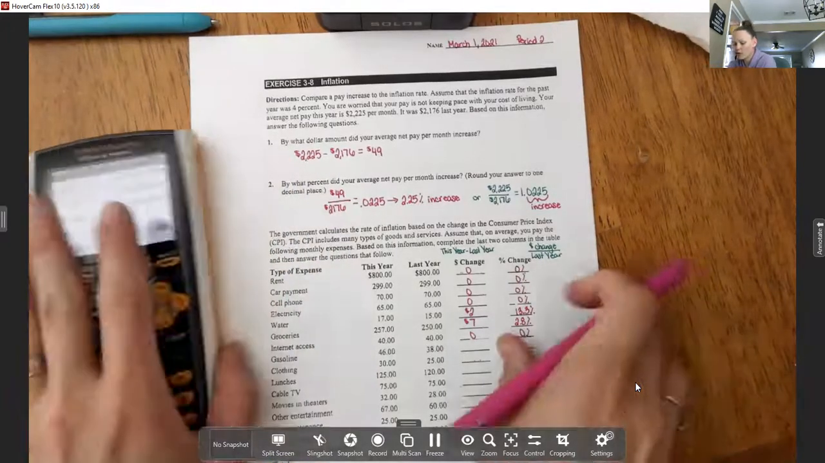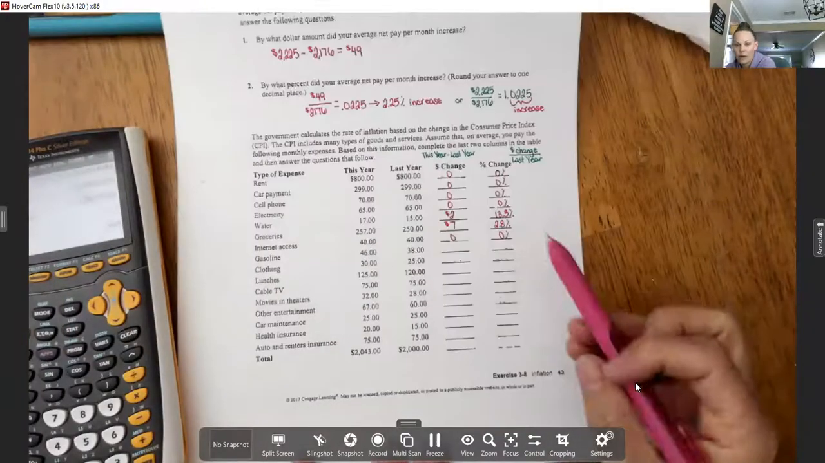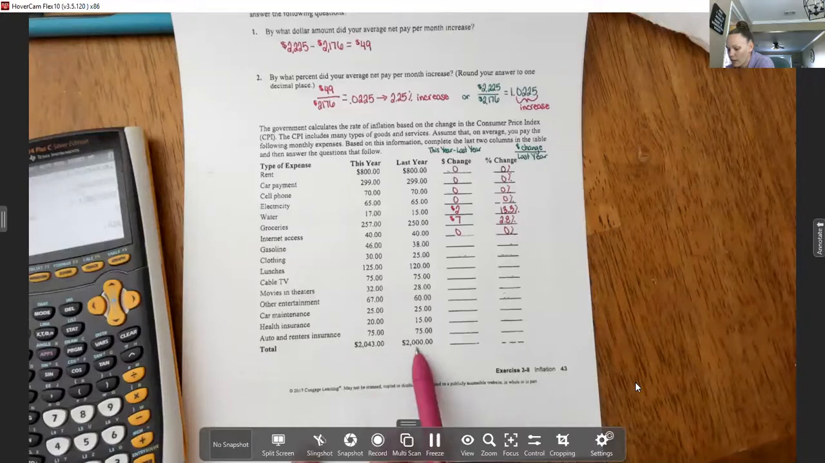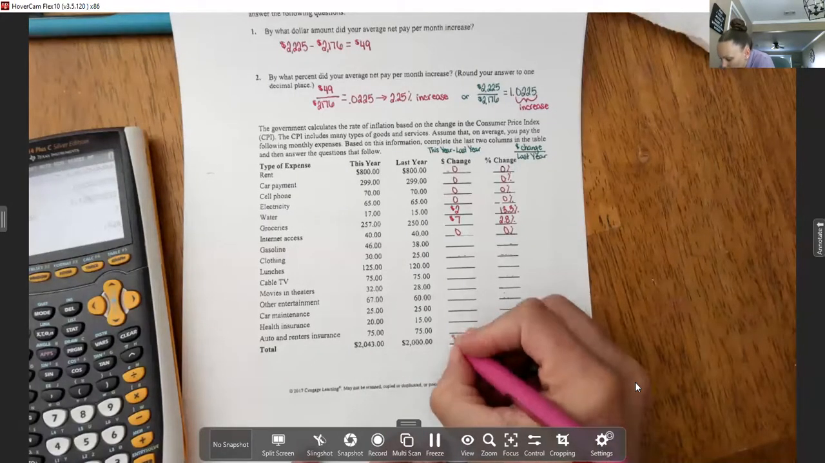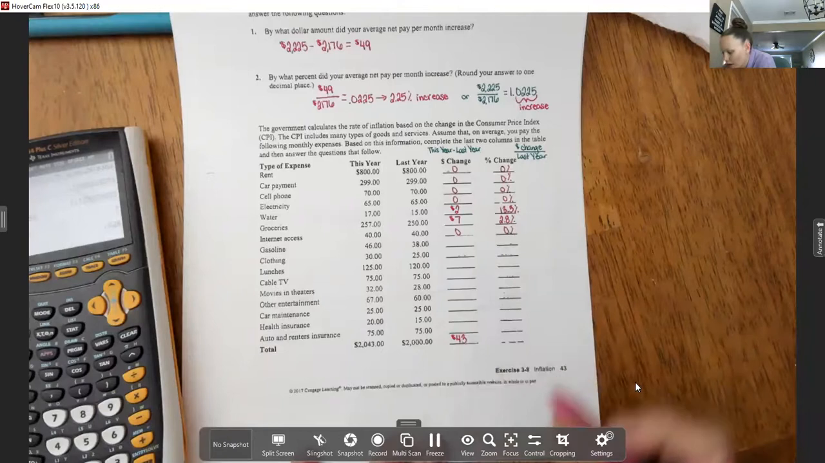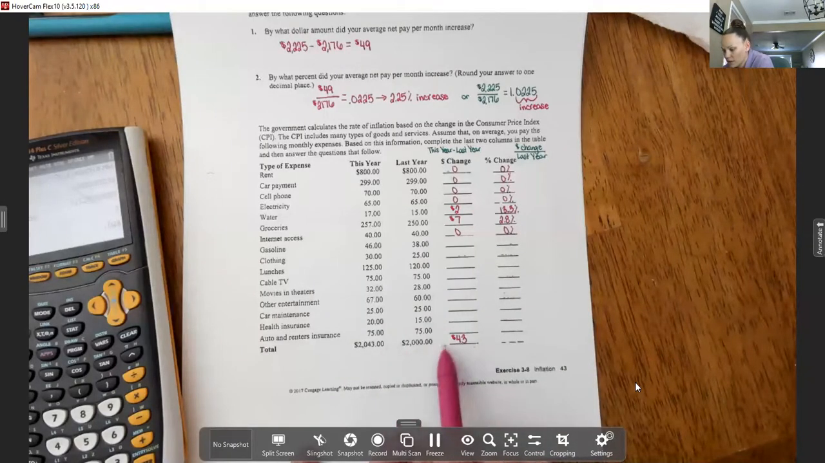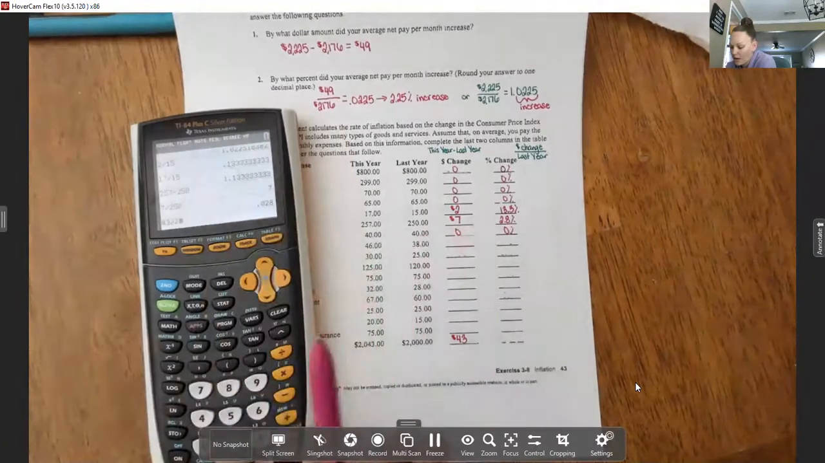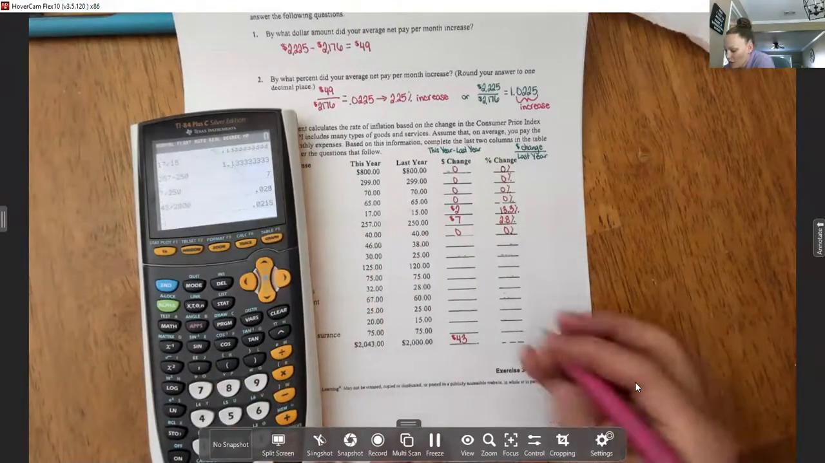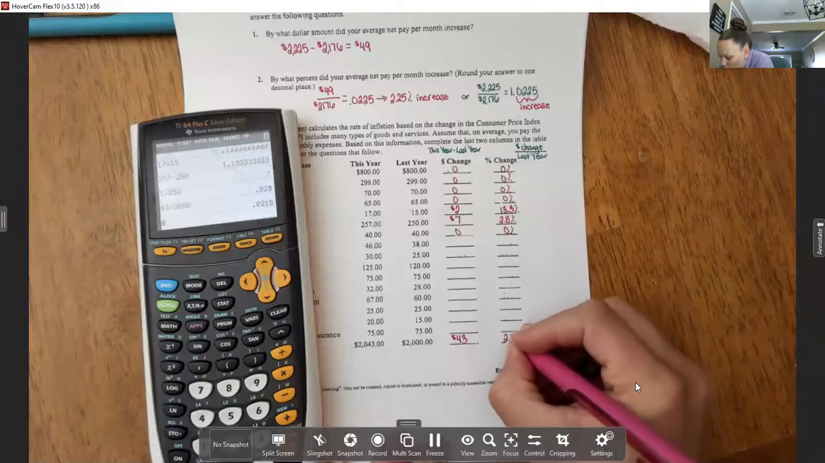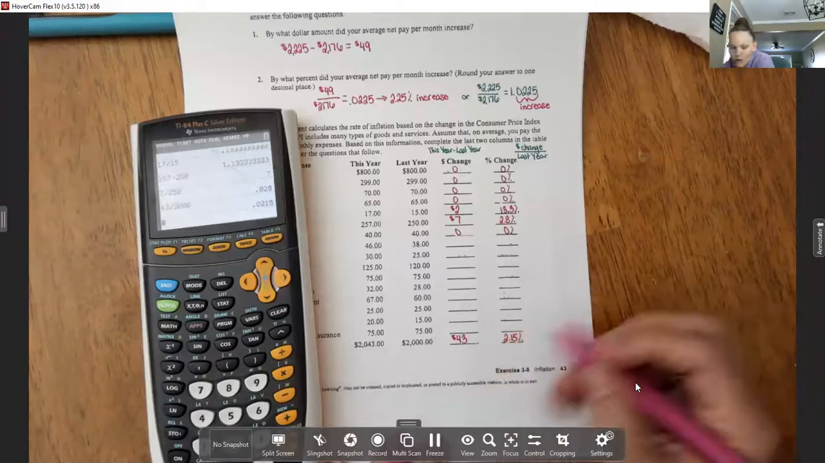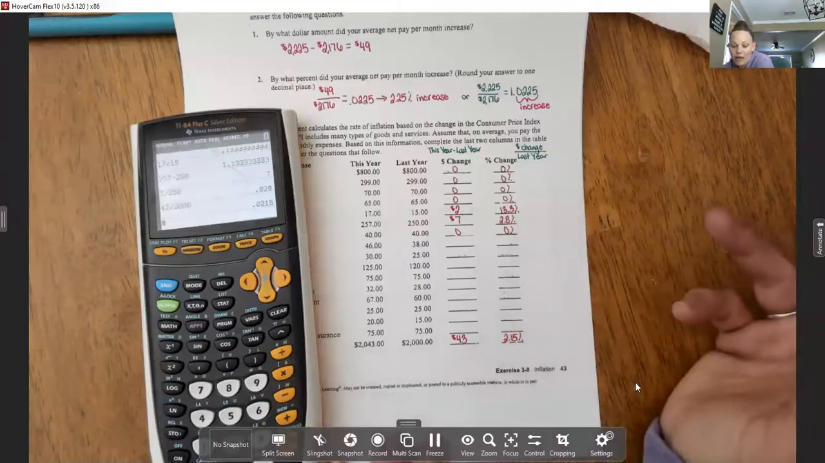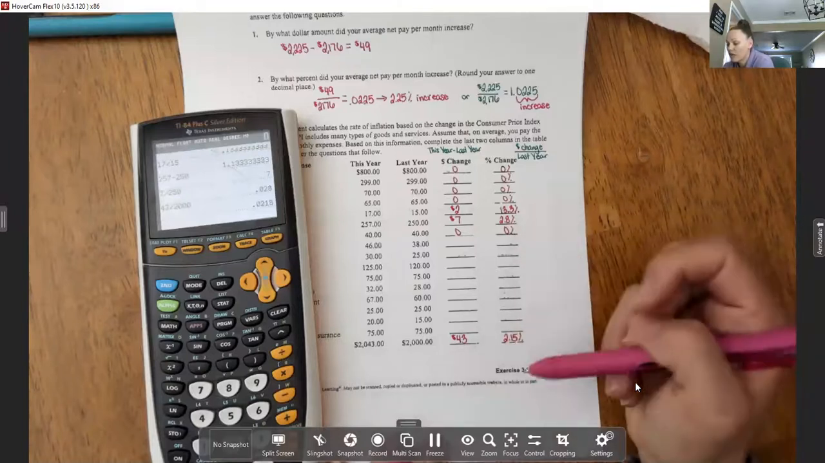You're going to go through and do it for this whole entire table. Figure out the change. You do it also for the total. So $2,043 minus $2,000. So that was only a $43 increase each month. And then you would do 43 divided by the original from last year's 2,000. So 2.15%. You can round that to 2.2 to be consistent with one decimal place. I'm not too picky unless it specifies. But you're going to finish this table.